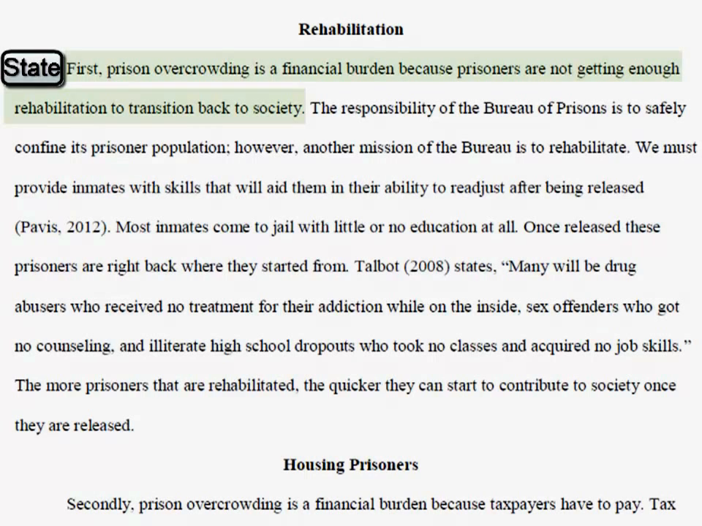First, prison overcrowding is a financial burden because prisoners are not getting enough rehabilitation to transition back to society. So, the point is stated in Jane's own words, colored green, and becomes the point that the paragraph will have to develop and support to a convincing degree: lack of rehabilitation.